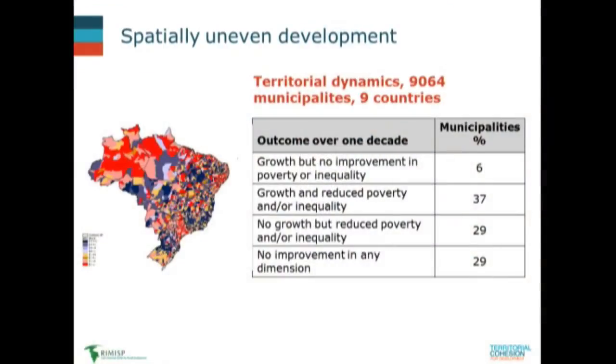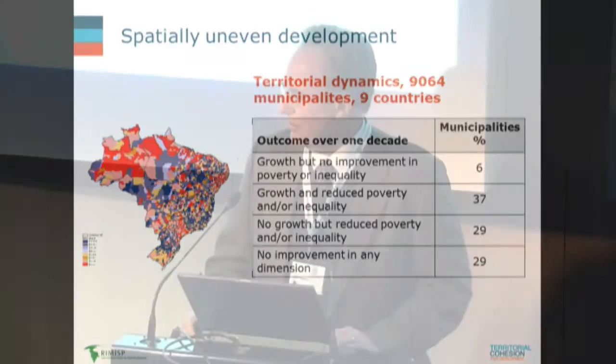But we have about two-thirds of these territories, even in the successful countries like Brazil, which are not doing so well, and 29% of them which are stuck. No growth, no social inclusion, very little, if at all, environmental sustainability. If you think that this pattern is random, or if you think that this pattern can be explained by one predominant variable, geography, endowment of natural resources, infrastructure, good governance, any one factor, then territorial development is not for you.